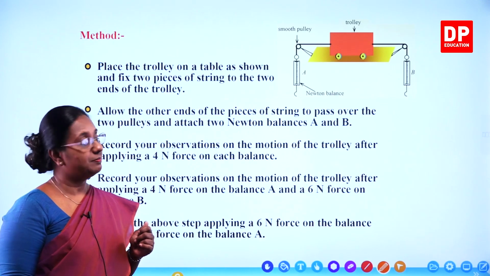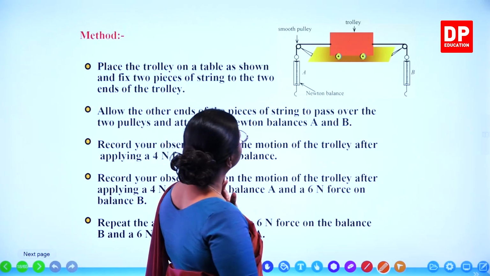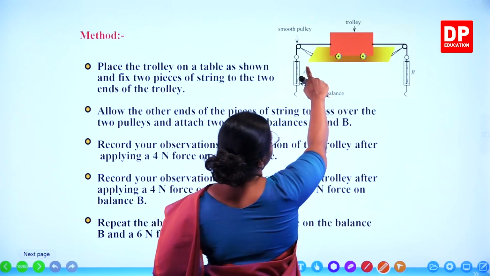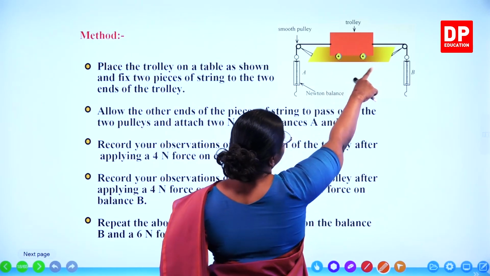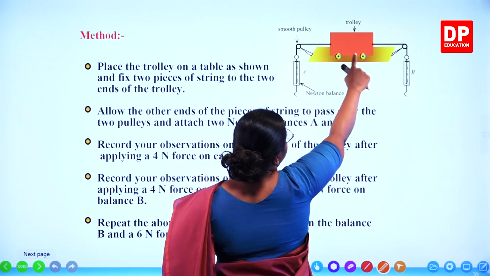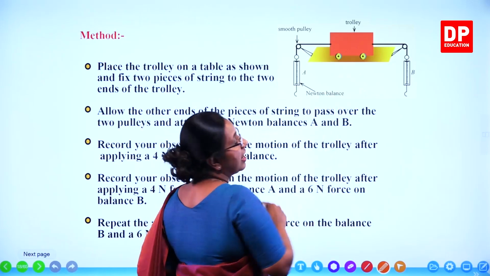So this is the method. First look at the diagram, students. You all can see here. There is a smooth horizontal surface. A trolley is placed there. You can see the strings attached from either side.